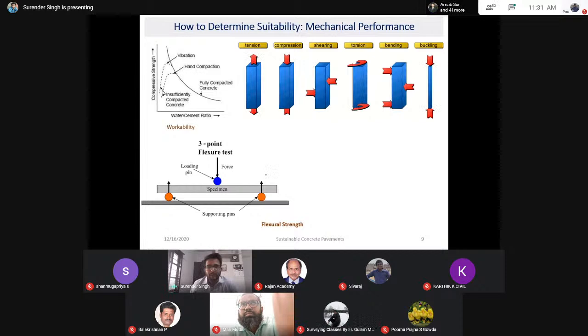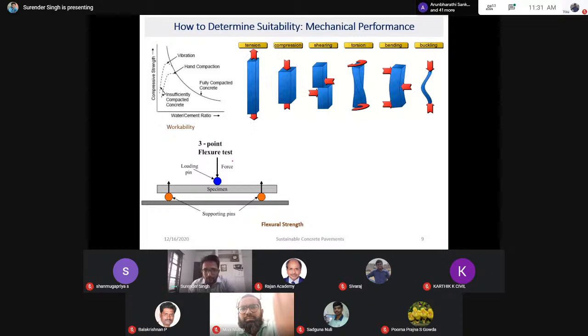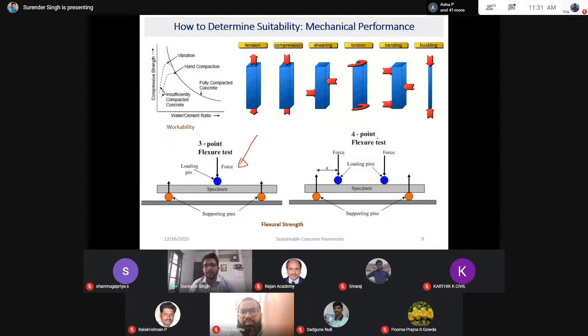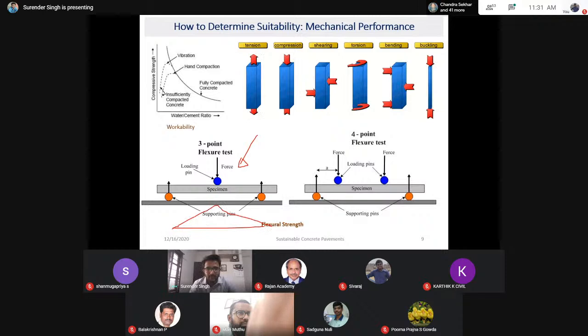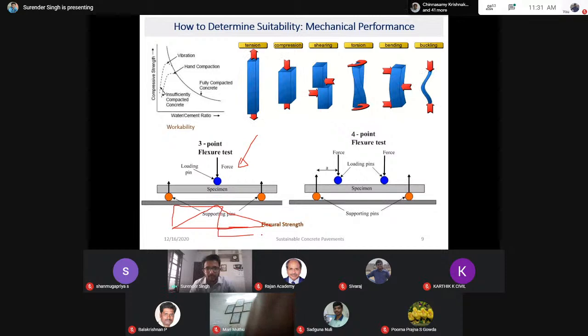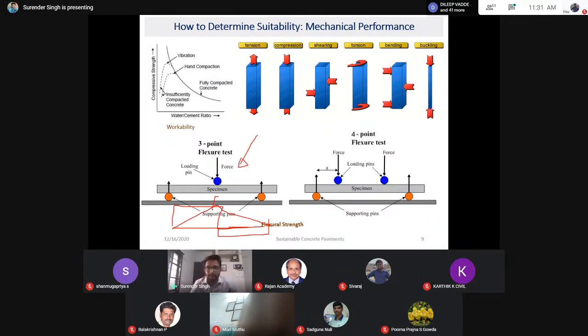But I'll tell you, don't use this method if you are going to use it for pavements. Use the 4-point bending apparatus in order to calculate the flexural strength. For buildings, 3-point is okay, but for pavements, if you want to know the flexural strength, do a 4-point bending, because you draw the shear force and bending moment diagram. The bending moment will be like that, and the shear force will be like that. What you can see here is that at this position, the pavement will be failing in pure bending, but here the shear forces are also coming. That means you cannot use it.